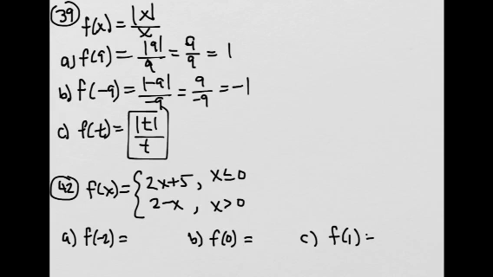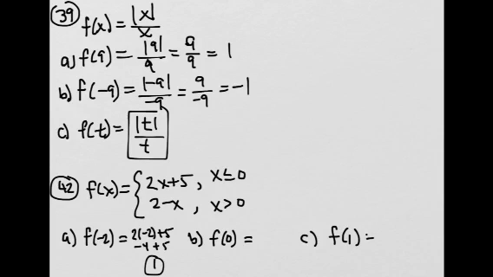Alright, 42. I've got 2x plus 5 and 2 minus x as pieces of the piecewise function. And so I know if I need to solve f of negative 2, I need to determine is negative 2 in this domain or is it in this domain. So I know that negative 2 is less than 0, so it's going to be here. So what that tells me is I have to use this piece of the function. Okay? So 2 times negative 2 plus 5 becomes negative 4 plus 5, which is 1.